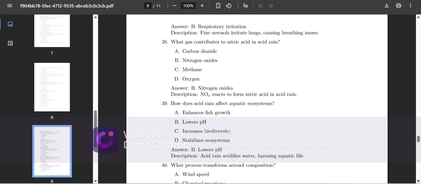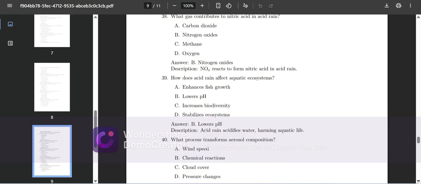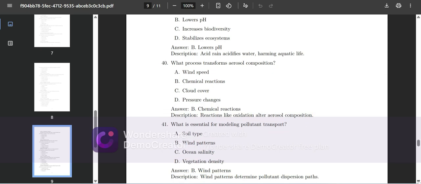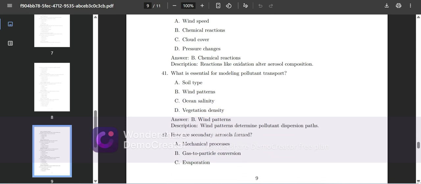How does acid rain affect aquatic ecosystems? Lowers pH. Acid rain acidifies water, harming aquatic life. What process transforms aerosol composition? Chemical reactions. Reactions like oxidation alter aerosol composition.